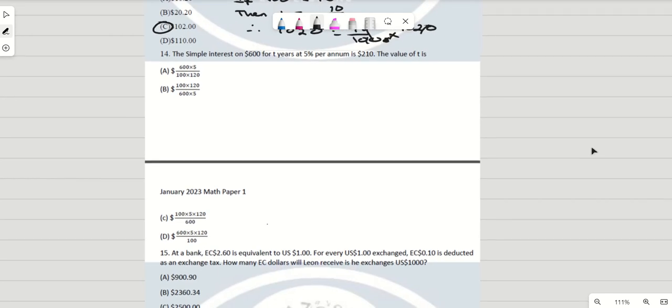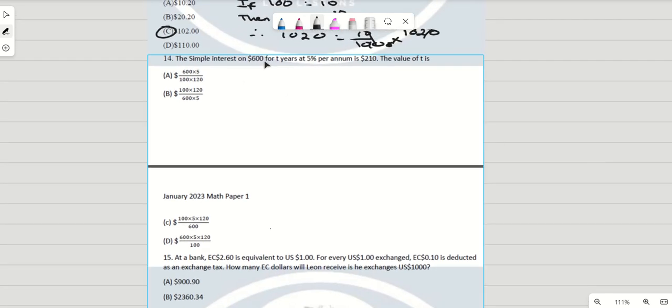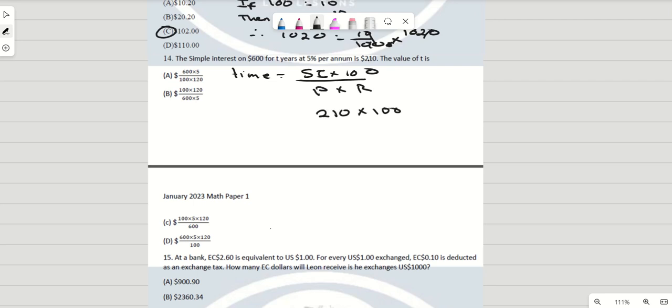Right, then let's look at this question. The simple interest on 600 for T years at 5% per annum is 210. Now, what is the value of T? First off, we can use the formula that we know that time is equals to simple interest multiplied by 100 over principal by rate, right? And we can just put it, simple interest is 210, so it'll be 210 multiplied by 100 over 600 multiplied by 5, right? We're looking for that. That is B, right?